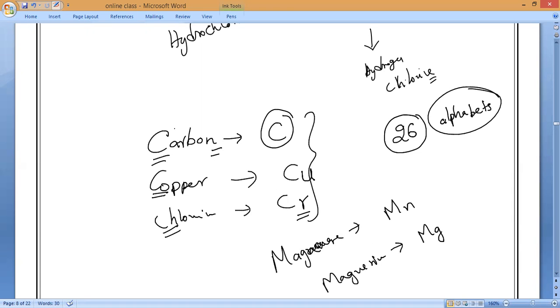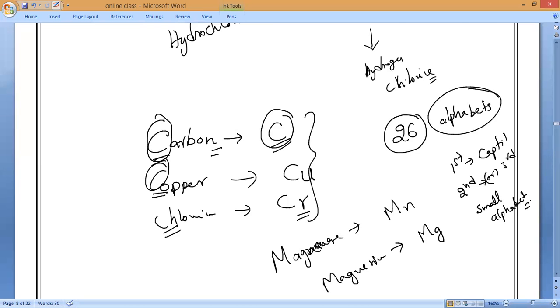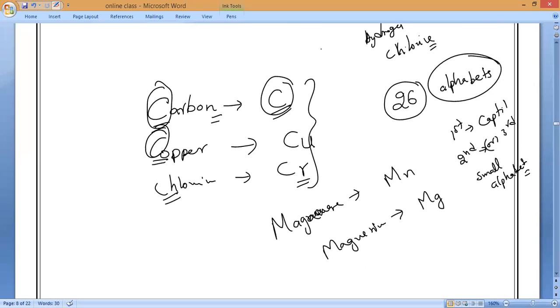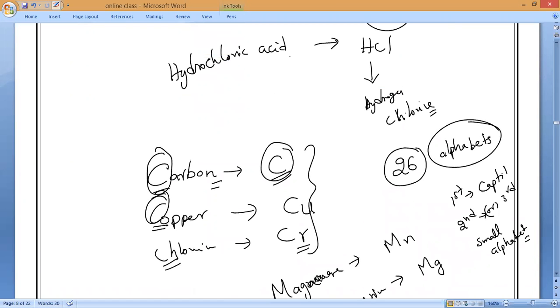So all of you should remember, whenever I am writing an element symbol, the first letter must always be a capital letter. First letter must be what? Capital. Understanding? And if a second or third letter is coming, whatever it is, it must be a small alphabet. Do you understand, everyone? So the first letter must be a capital letter and the second one must be a small letter.